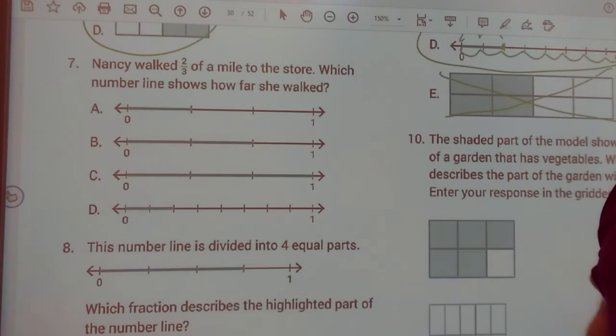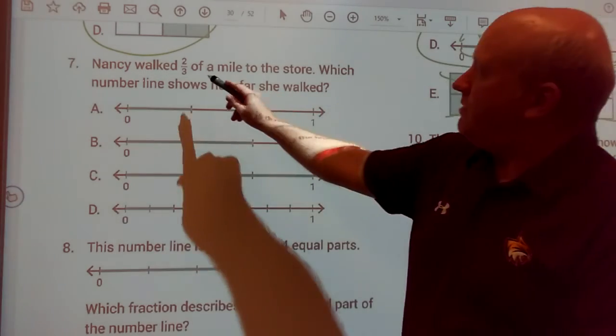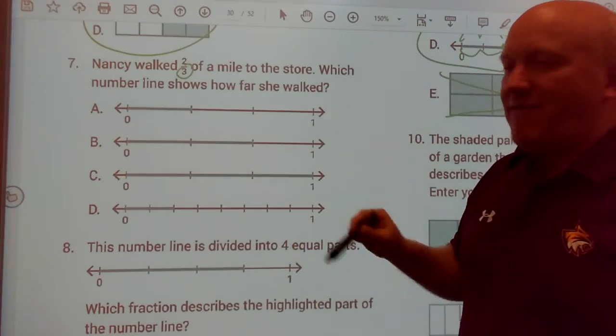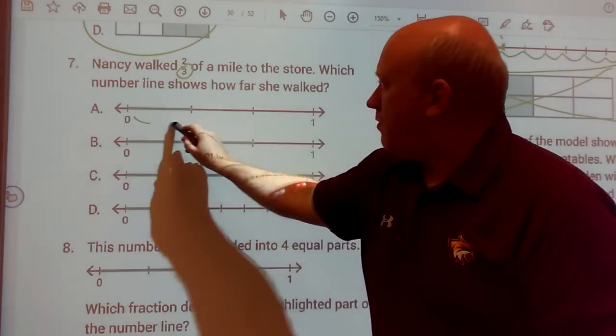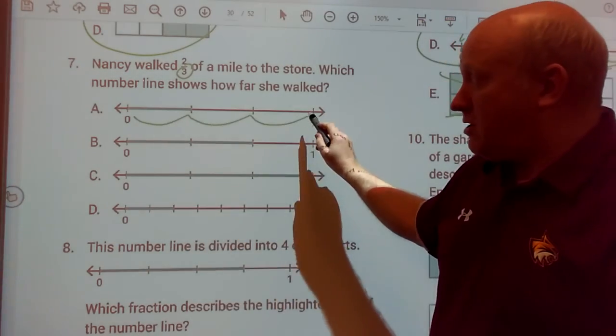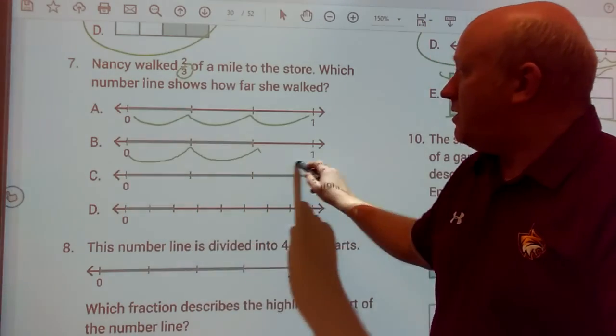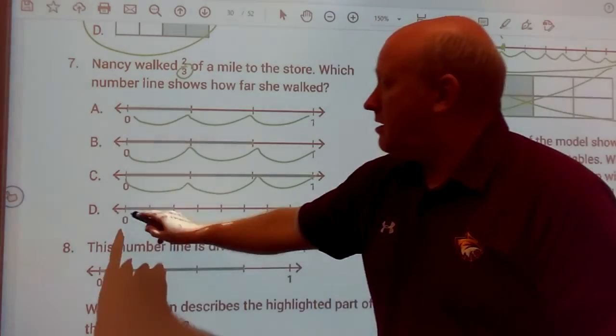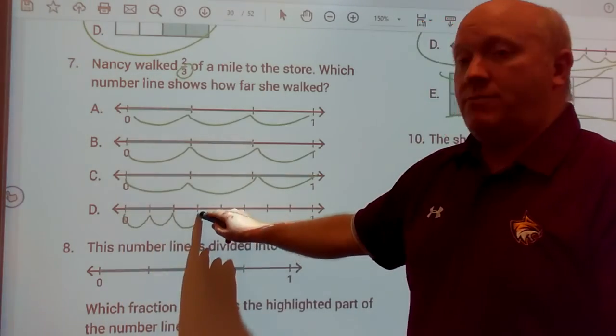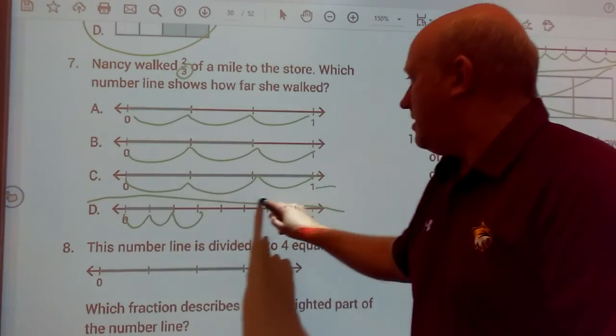Okay, now Nancy walked 2/3 of a mile to the store. Which number line shows how far she walked? Now we look at my bottom number, which is 3, right? So that means I have to have 3 equal spaces, okay? 1, 2, 3. A could be it. 1, 2, 3. B could be it. 1, 2, 3. C could be it. 1, 2, 3, 4. Well, we know it can't be D.